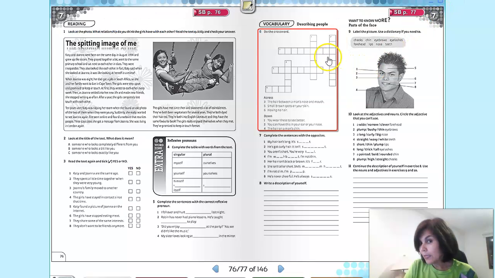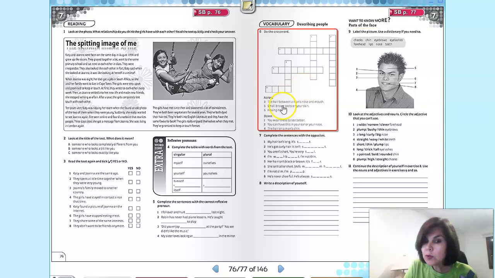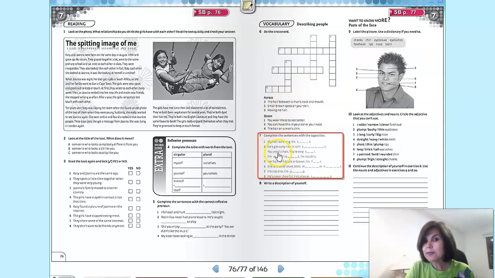Next one. Next page. You need to read the definitions and write the correct words. The hair between a man's nose and mouth is called, well, you know, it's going to help you to look in your student's book on the same page. It's going to be page 77.